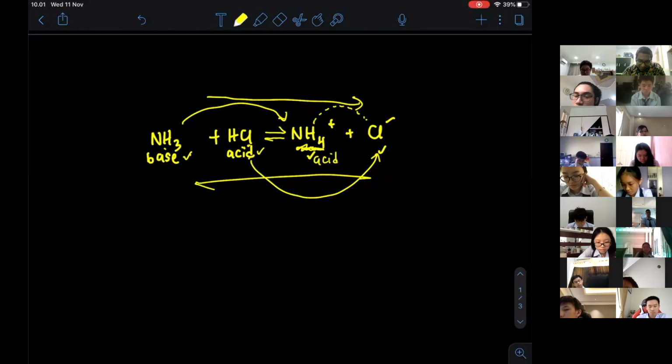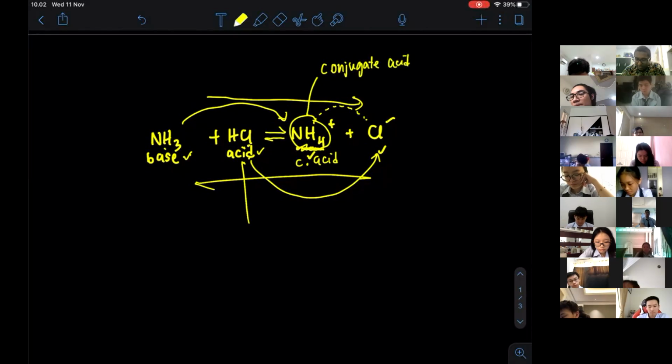But I cannot have this is acid, this is acid. I must have a special name for it. So the special name given is conjugate acid. Ammonium ion is known as conjugate acid. And Cl minus is able to receive the H plus, so it is a base. What kind of base? I need to differentiate. So this is called conjugate base.